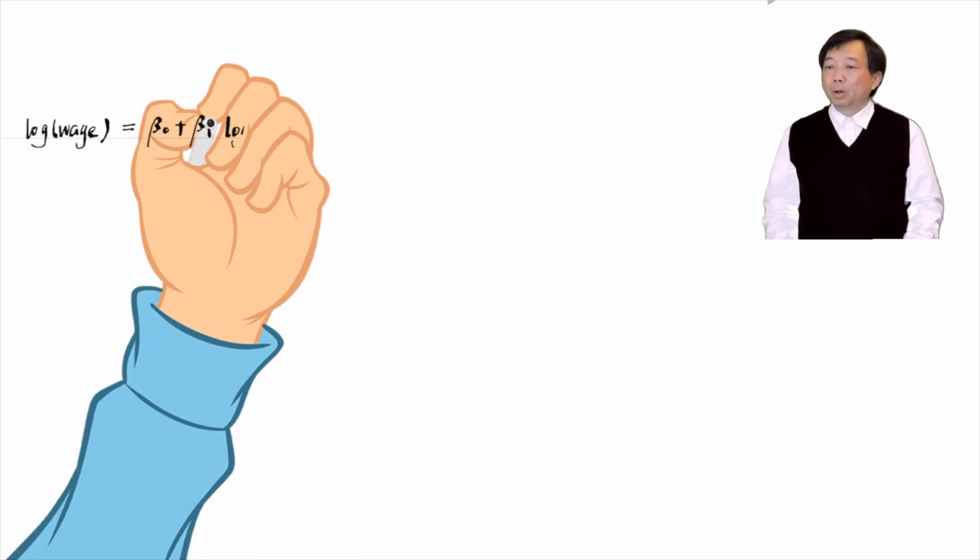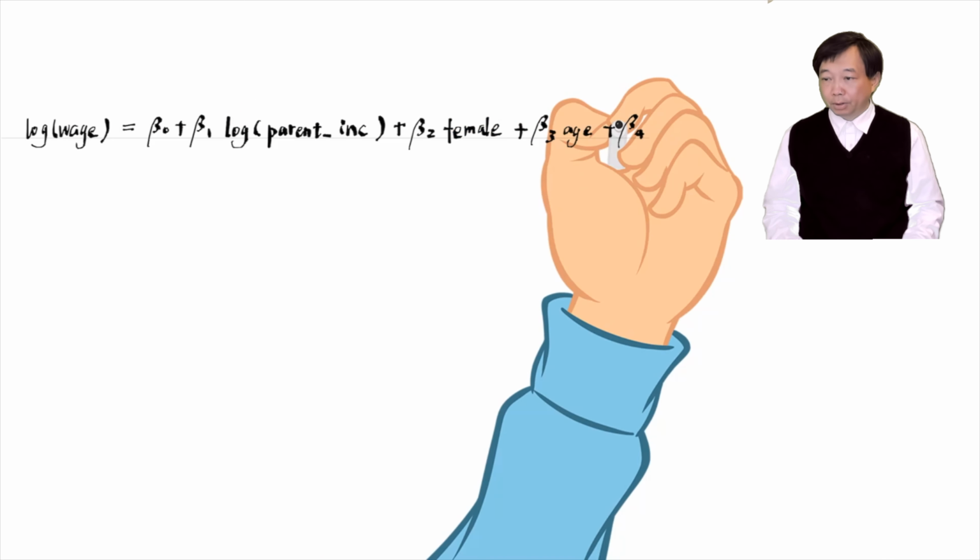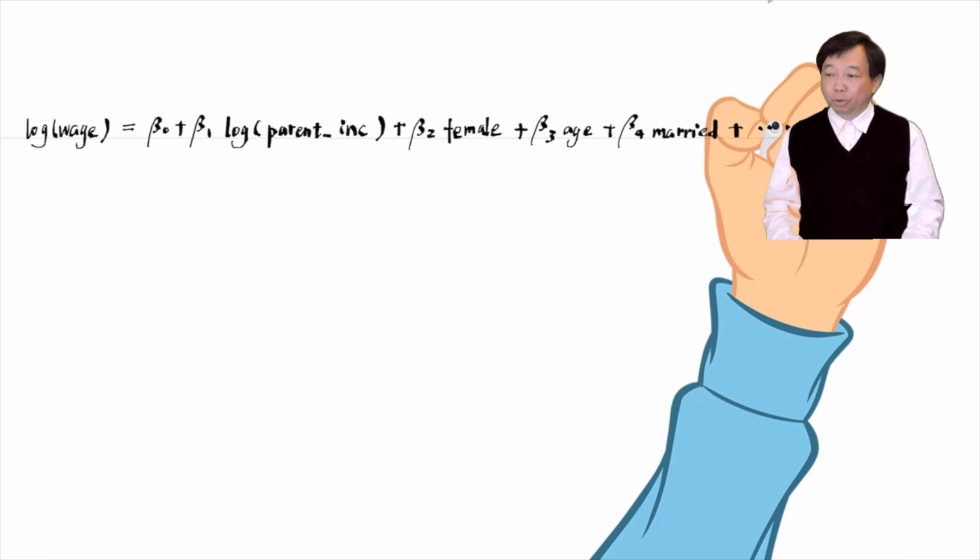For example, we want to know how parents' income affects their children's earnings after they grow up. We regress workers' hourly wages on their parents' average income during their childhood and other control variables that will influence people's hourly wages, like gender, age, marital status, region of residence, race, and the number of children.